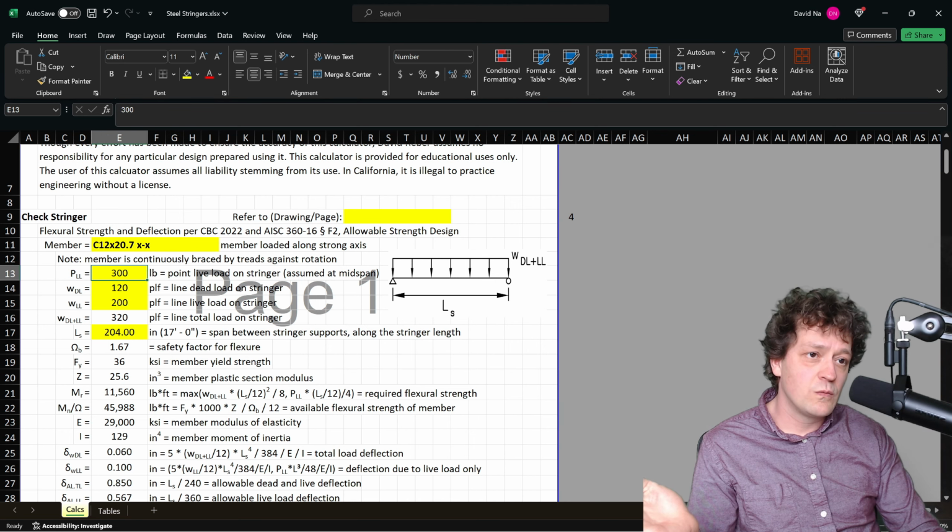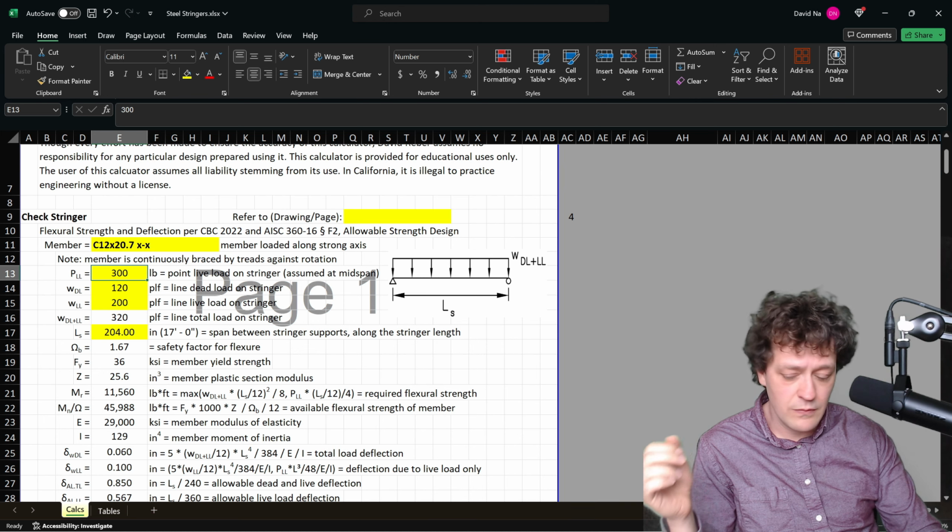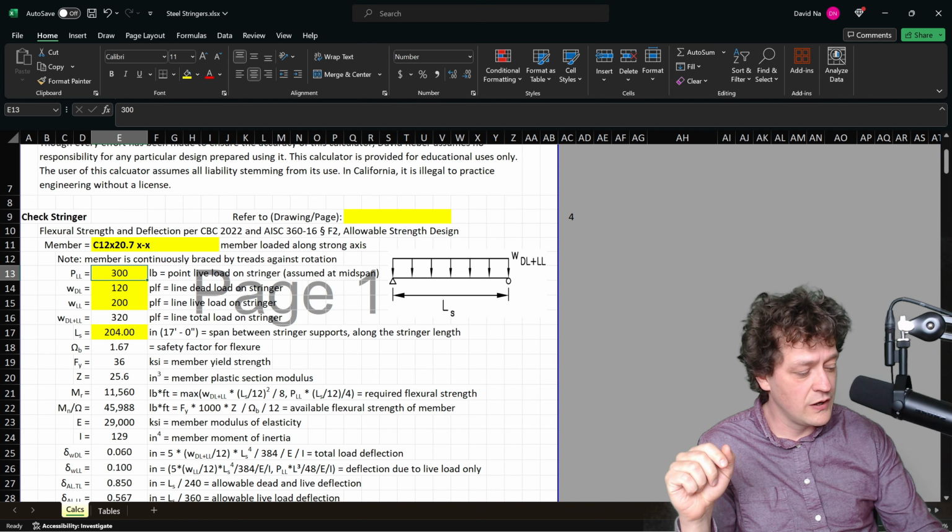Typically, the code requires a 300-pound point load anywhere along the stair. We're assuming in this calculator that it's occurring at mid-span.